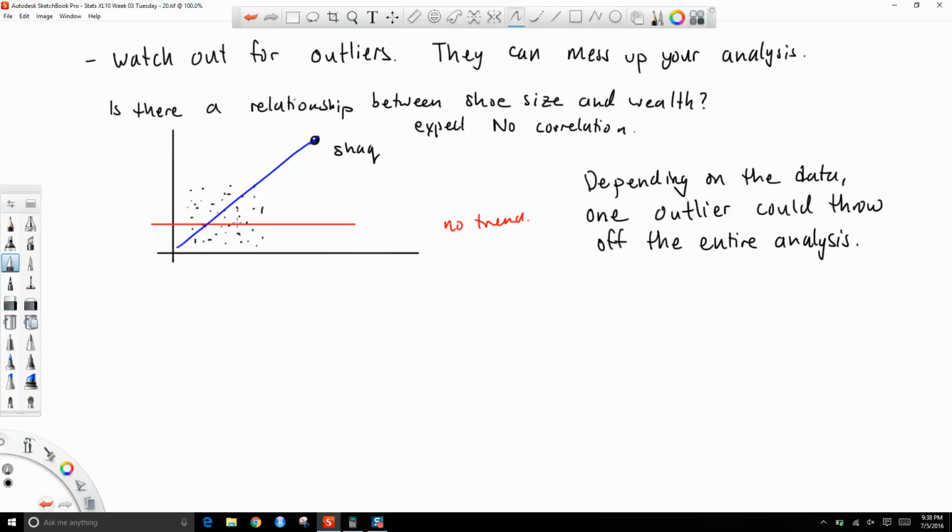And maybe if we looked at the entire population, there are a lot of professional athletes that have very big feet and make a lot of money, but you'd also have a lot of people with small feet that make a lot of money too. So it's going to be hard. Depending on your data, if you have one outlier, it could really throw things off. So graph your data, and check to see if there are outliers.